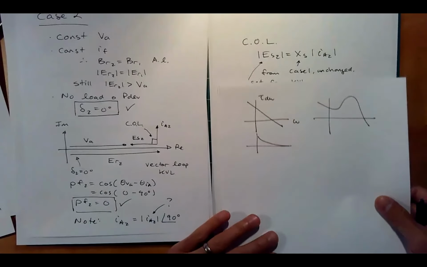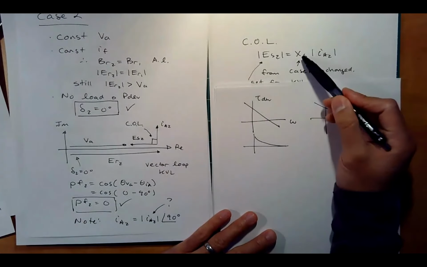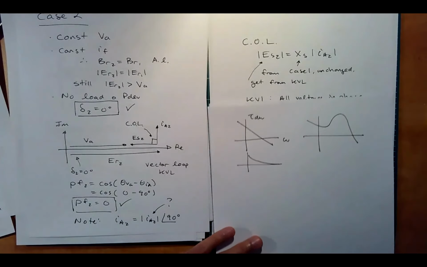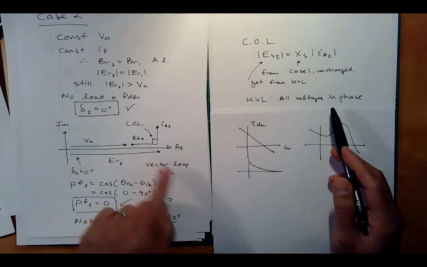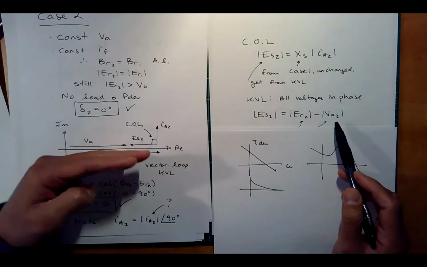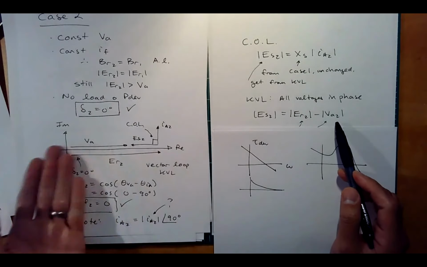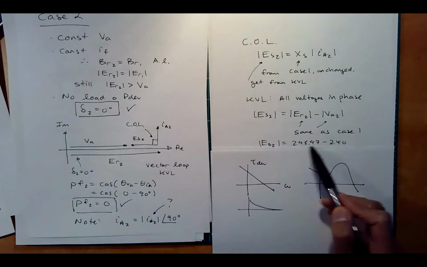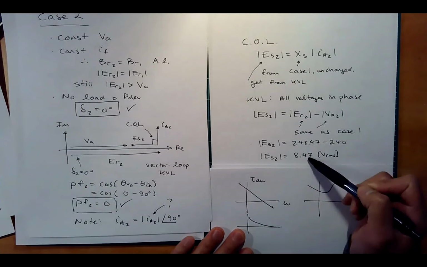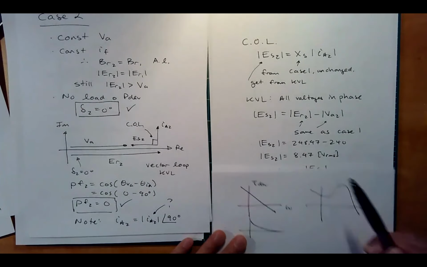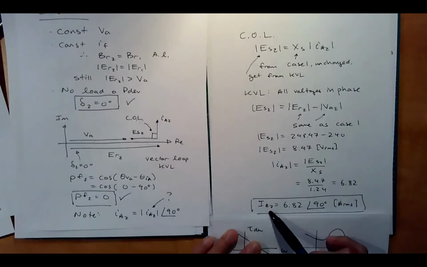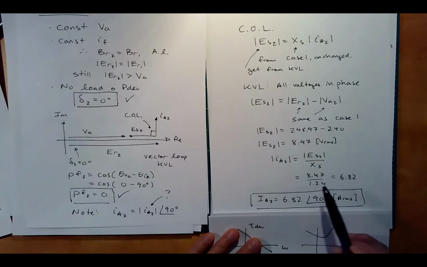And so complex Ohm's law for sure, we're going to get this one. We already know this one from case one, it's unchanged. And this is from KVL, good. And because all these are aligned, they're all in the same phase, you can just straight up subtract them. You can't do that in general if they're all at different angles, but this is all on the x-axis. So you can just take 248 minus 240. So you get approximately 8 volts for this guy. And then 8 divided by 1.24 is going to give you 6.8 amps. And that's this guy here. So the current is 6.8 amps pointed up.